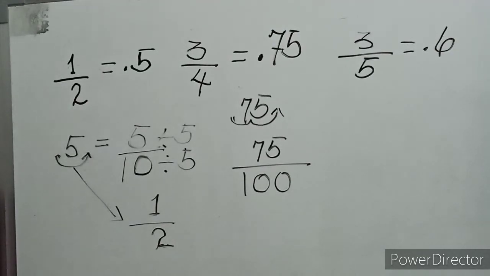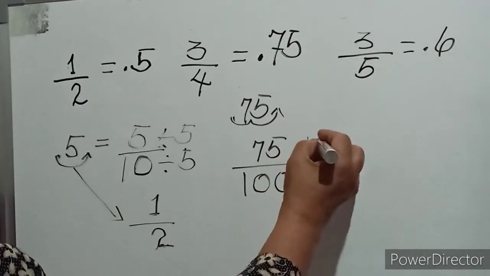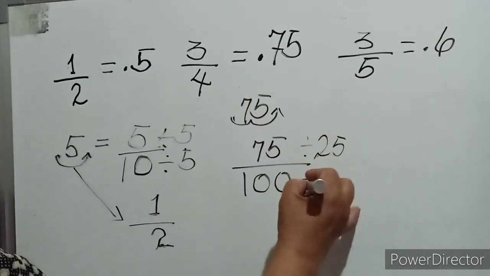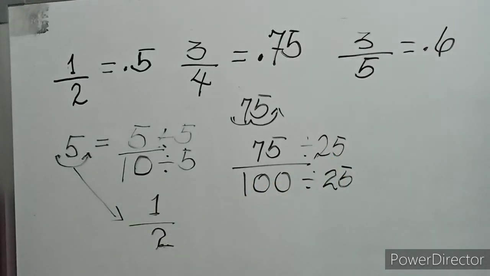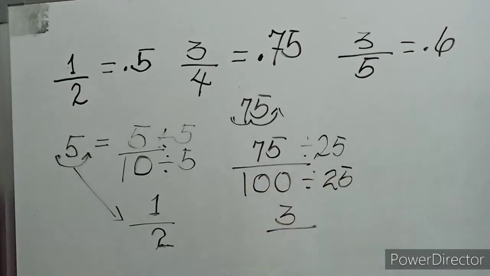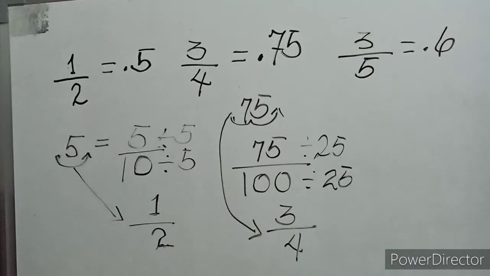So, we have now 75 over 100. We know very well that 75 and 100 have a common factor of 25. So we are now going to divide both numerator and denominator by 25. 75 divided by 25 is equal to 3. And 100 divided by 25 is 4. It is now equal to 3/4. That 0.75 is now back to its fractional form, and that is 3/4.